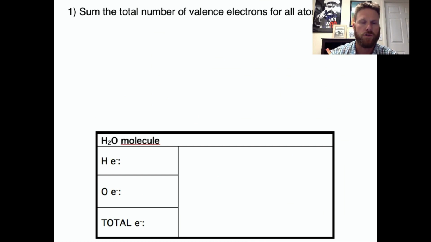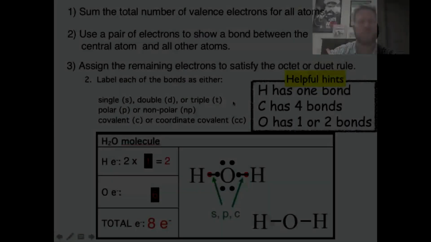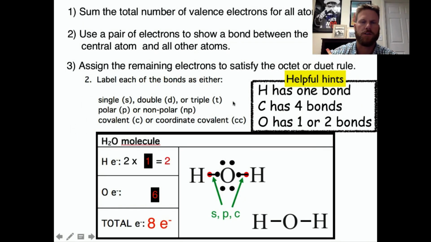Now it is your turn to try one. Try to draw the Lewis structure for water. When you think you've gotten it, press play and see how you did. Once again, you should have had 8 valence electrons to assign. If you drew it correctly, it should look a little something like this. Both bonds are single, polar, covalent bonds.